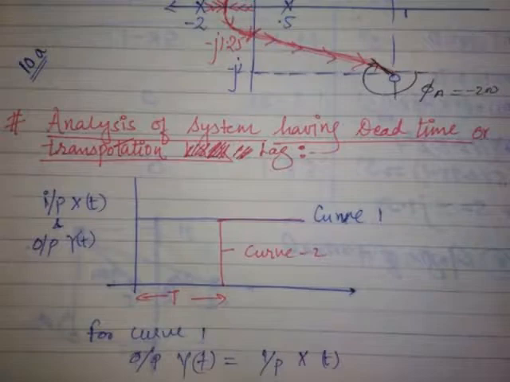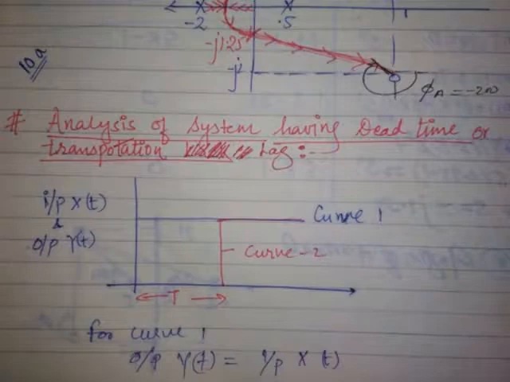This dead time, is this approximated as a pole or as a zero? Zero. And where is this zero line? Right hand side of S plane. You see, this is approximated as a zero, and the zero is lying in the right side of the S plane.